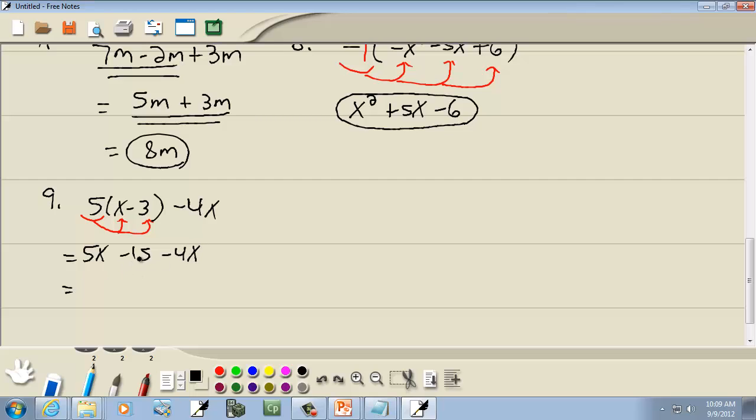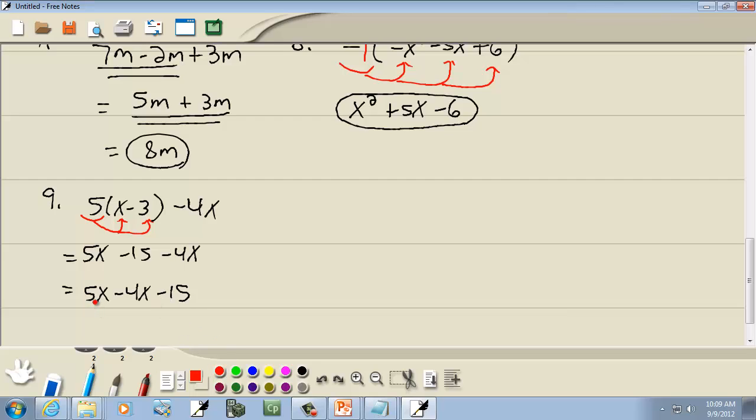Now there's no more multiplication or division, so Aunt Sally, addition, subtraction. Let me rearrange this so like terms are together. Like terms, the same variable, the same power. So this is 5x, this is negative 4x. I put those together. Now when I move things, the sign that's in front of them has to go with it. So this negative 4x, the negative went with it, and this negative 15, the negative went with it.